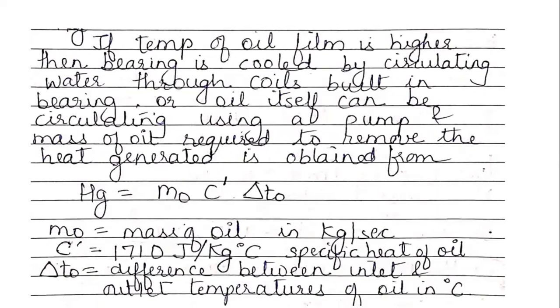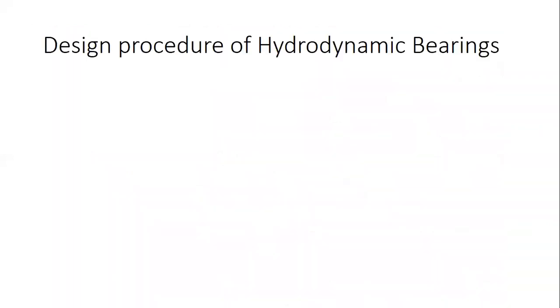M_O C dash delta T_O, where M_O is the mass of oil in kg per second. C, the specific heat, is 1710 joule per kg degree C. Always this will be the value. I'll tell you how to select it from the PSG design data book, but always this will be the value, 1710 joule per kg degree C, the specific heat of oil, and delta T_O is the difference between the inlet and outlet temperatures of oil in degree C. So guys, that is all about the thermal consideration in bearings, or heat balance in journal bearings, hydrodynamic bearings.